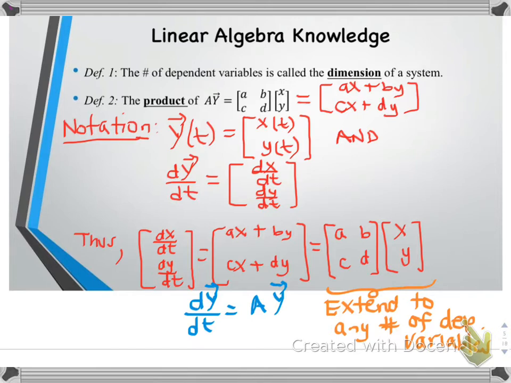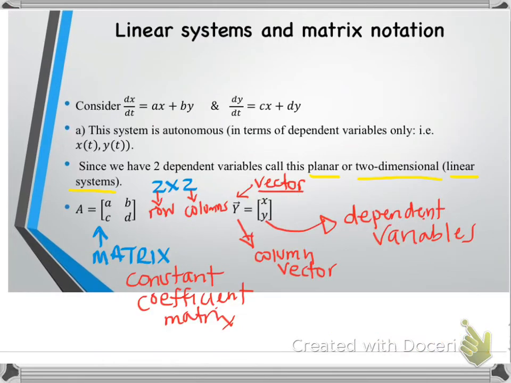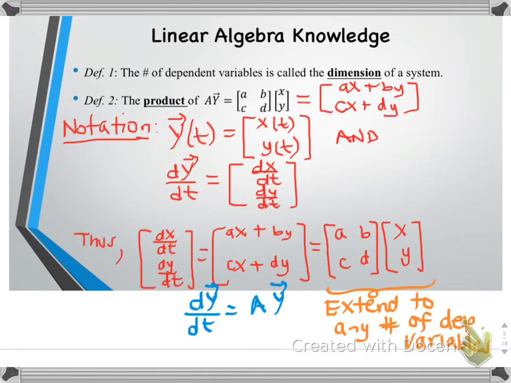Okay, and so the first definition, definition 1: the number of dependent variables is called the dimension of a system. All right, and so if we have the system we were talking about, this system here, since we have 2 dependent variables, then that is a 2-dimensional system, or planar. And the product of A times our vector Y, this is the constant coefficient matrix, and this is our column vector, which has our dependent variables, and it equals AX plus BY over CX plus DY.